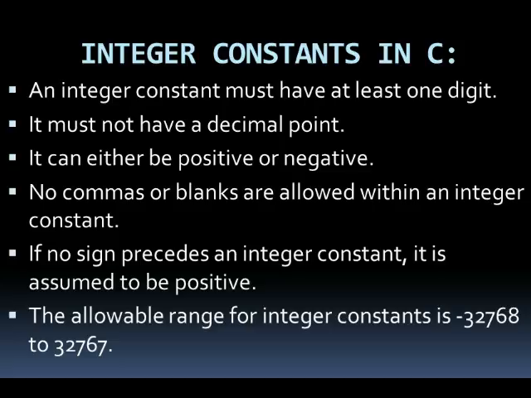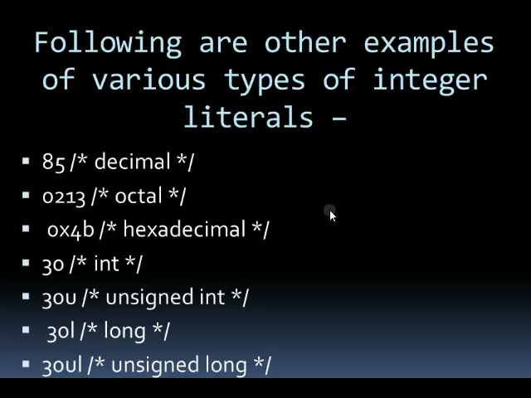Next, let's see the examples for integer constants. Following is an example of integer constants. 85 is a decimal. 0213, followed by 0, means octal. Followed by 0x is hexadecimal. 30 is an int. 30u means unsigned int; u can be uppercase or lowercase. 30l is for long; here also l can be uppercase or lowercase. 30ul is unsigned long.